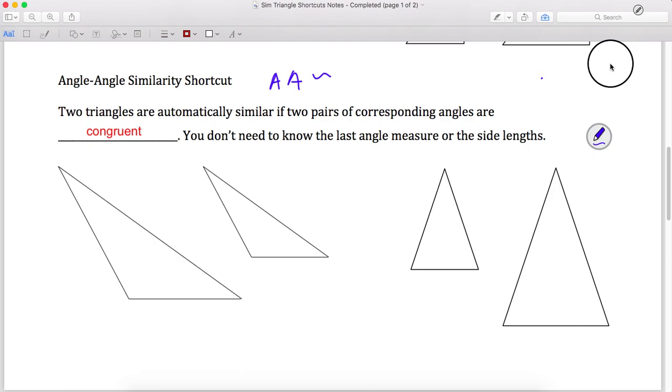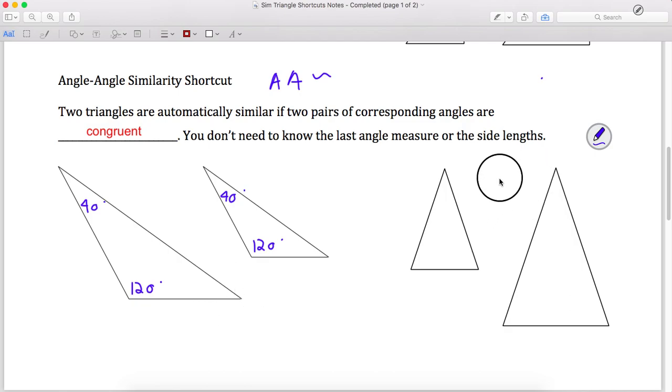So to show that with some concrete measurements, let's say this bigger triangle has an angle of 120 degrees here and 40 degrees up here in the top left. So if this smaller triangle has those same 2 angle measures, okay, we automatically know that those triangles are going to be similar. Again, this third angle, even though it's not labeled on the picture, it's forced to be the same since the total has to be 180. And then again, we didn't need to know any of the side lengths.